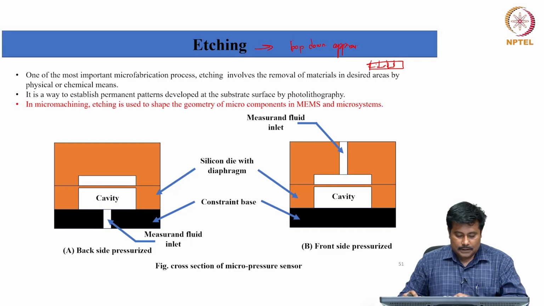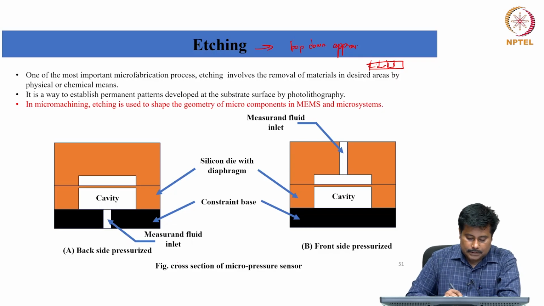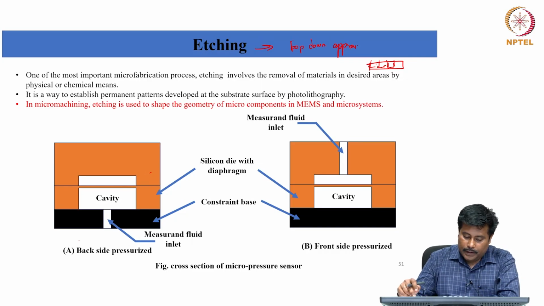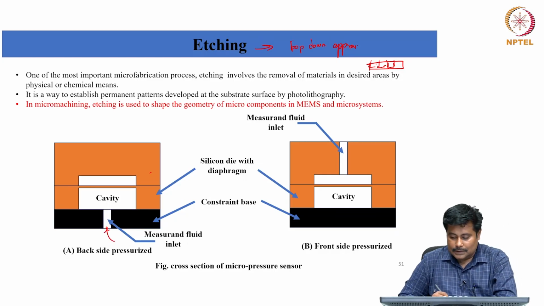So as far as this particular case is concerned, if you see, there is a kind of measurement. There are three parts involved in it. One is a measurement fluid inlet, and then there is going to be a silicon die with a diaphragm, and then there is a constraint base which is available, and then there is a measurement fluid inlet which is available.